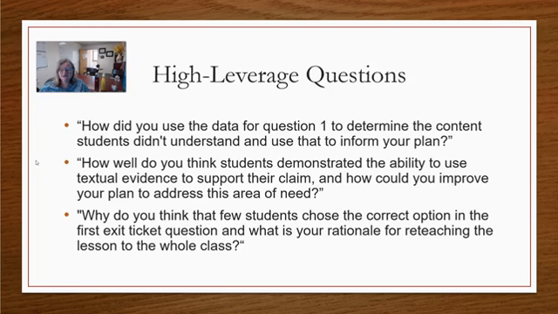How did you use the data for question 1 to determine the content students didn't understand and use that to inform your plan? So if you'll notice, I like this question, even though it's sort of awkwardly worded. There's no points against an awkwardly worded question, right? This is a great question. They got points for it on the exemplars. They were scored a 4 on this question. It asked about the data, and it asked about your plan. So how did you use the data for question 1 to determine the content students didn't understand? And how did you use that to inform your plan?